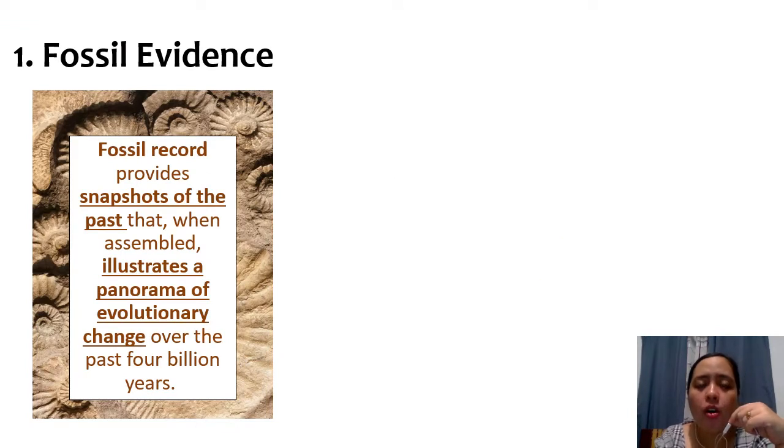Now, first off, for the lines of evidence for evolution is fossil records. Now, fossils and fossil records will provide snapshots of the past that, when assembled, will illustrate a panorama of evolutionary change over the past 4 billion years.